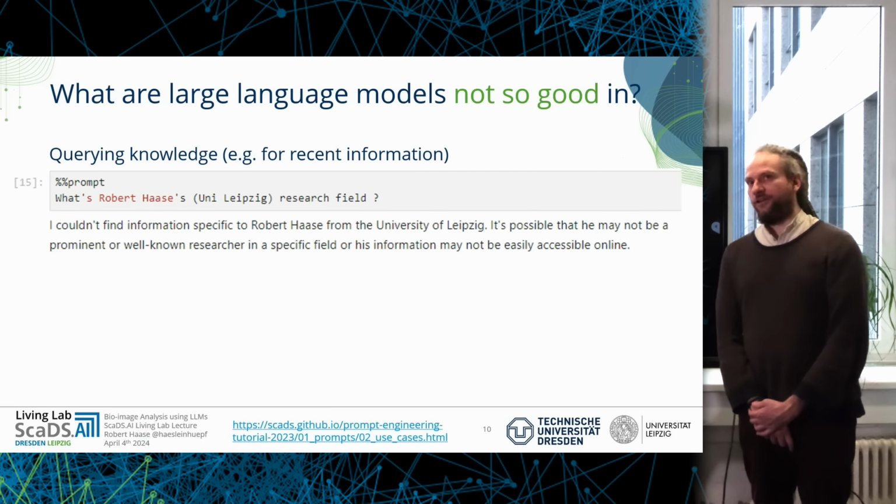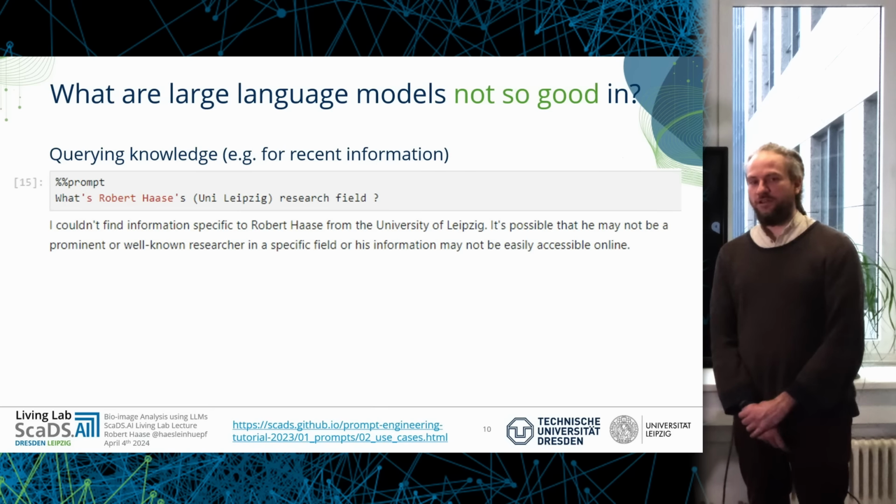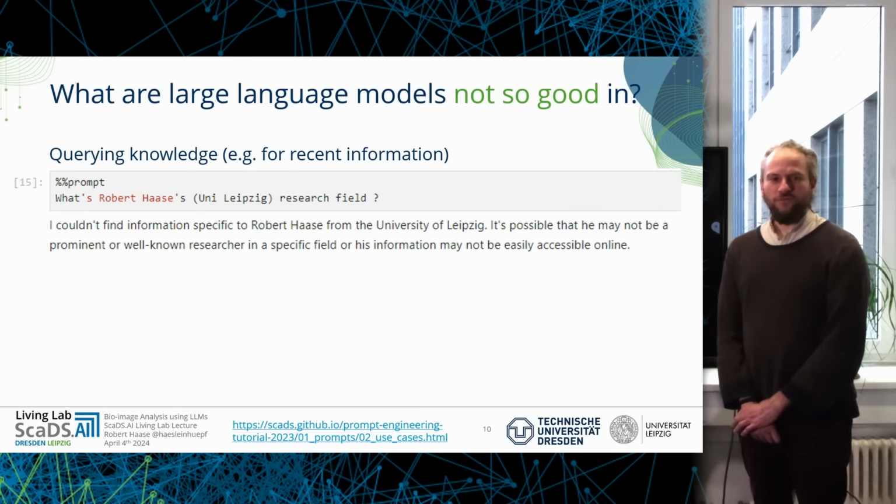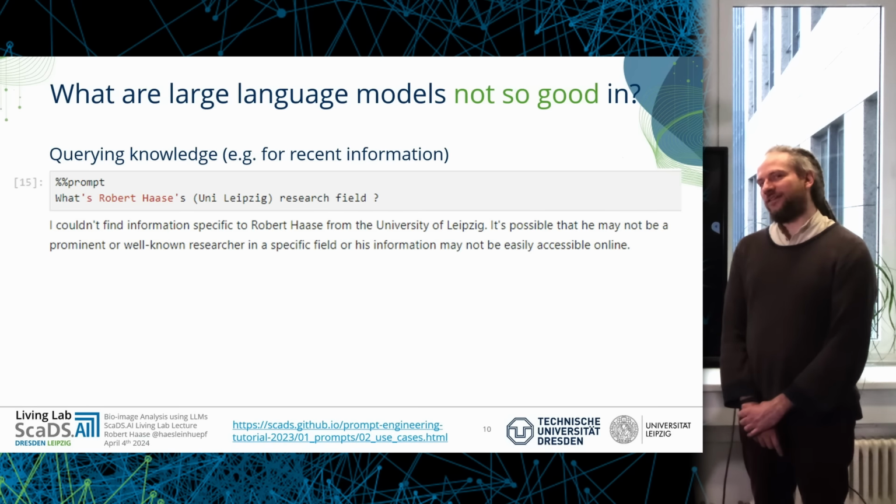Side note, I just moved from Dresden to Leipzig. And if you ask ChatGPT, what is Robert Haase at university, what is his research field? It says: I couldn't find any information specific to Robert Haase from the University of Leipzig. It's possible that he might not be a prominent or well-known researcher in a specific field, or his information may not be easily accessible online.